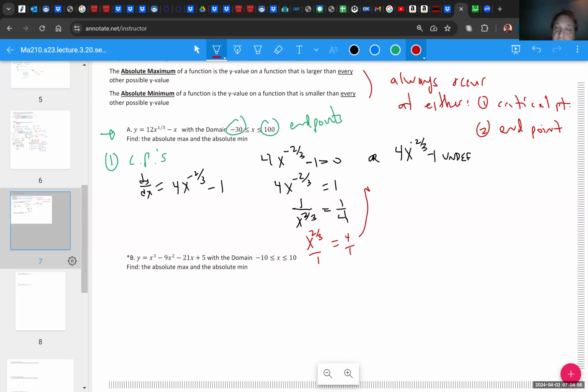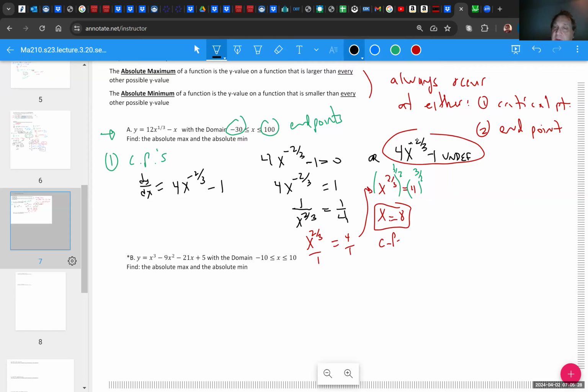And so from here, we get x to the 2/3, and I raise it to the 3/2 power. And that just gives me x. And 4 to the 3/2 power is the square root of 4 cubed, which is 8. So x equals 8 is one of our critical points. And then we need to find out when the function is undefined. So that's supposed to be negative, it kind of disappeared.